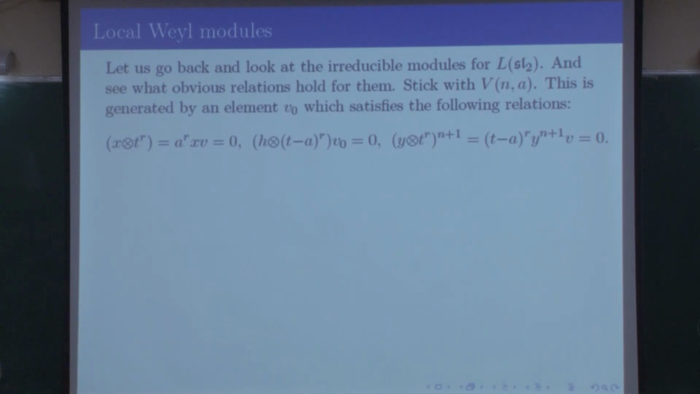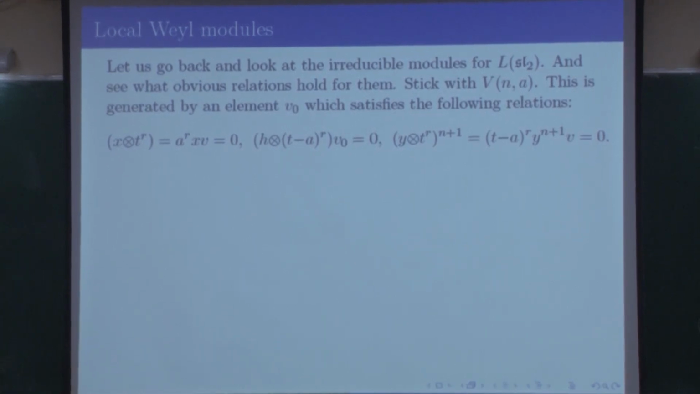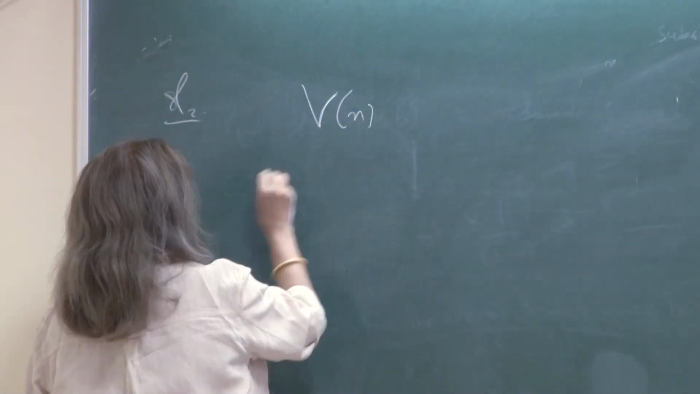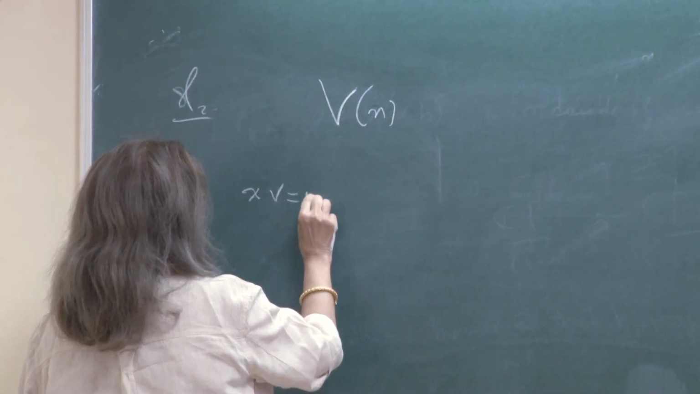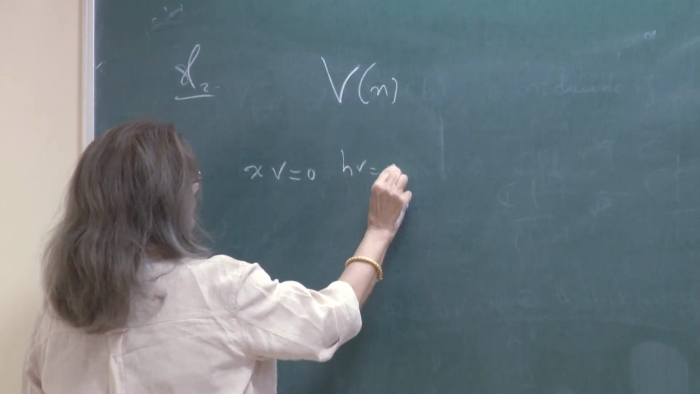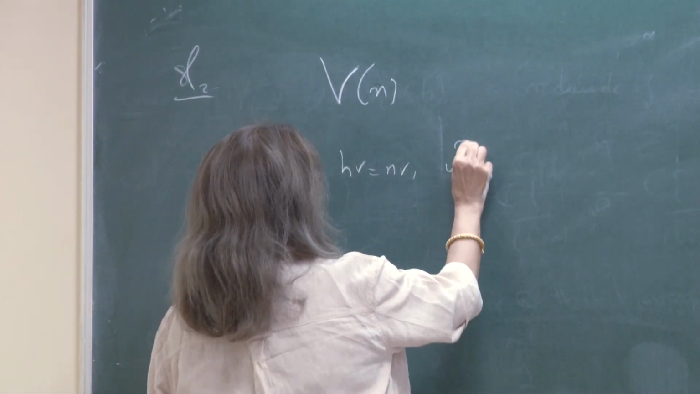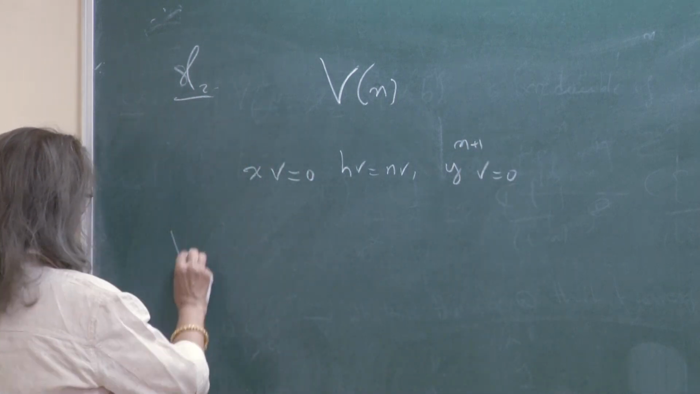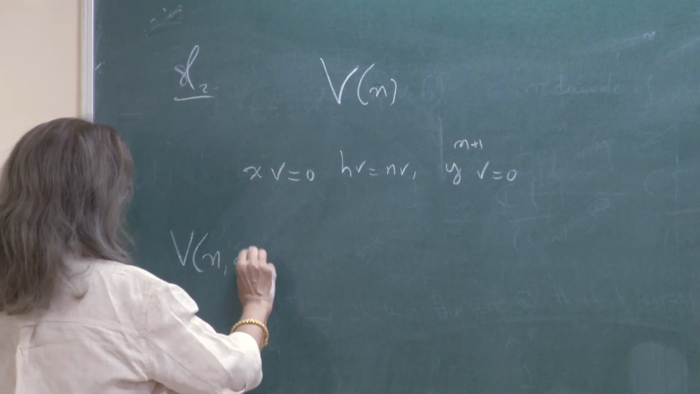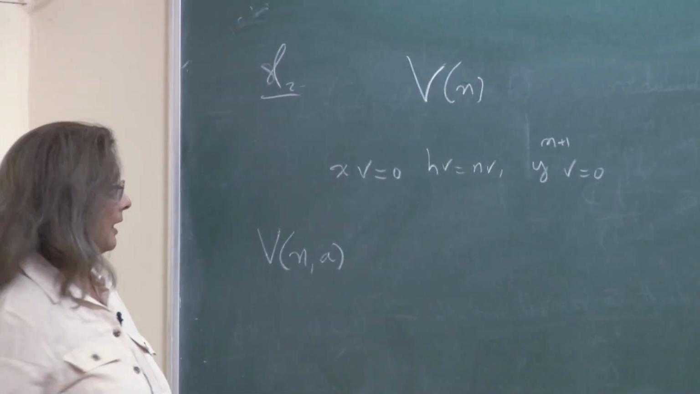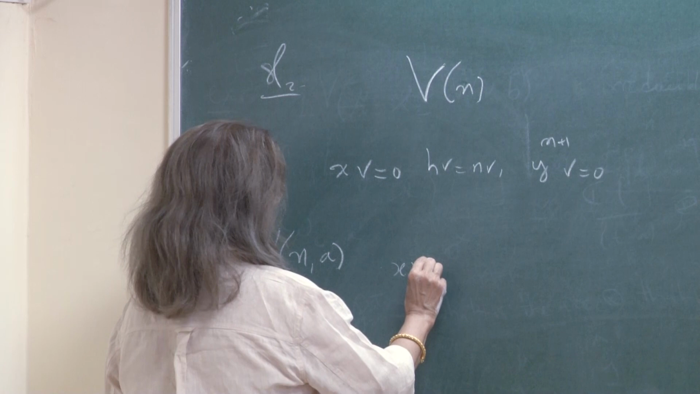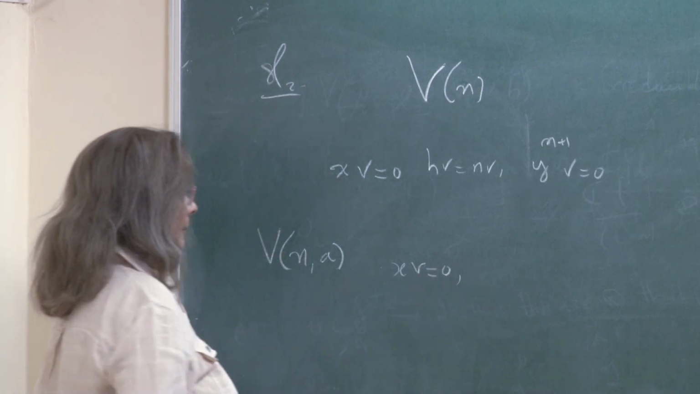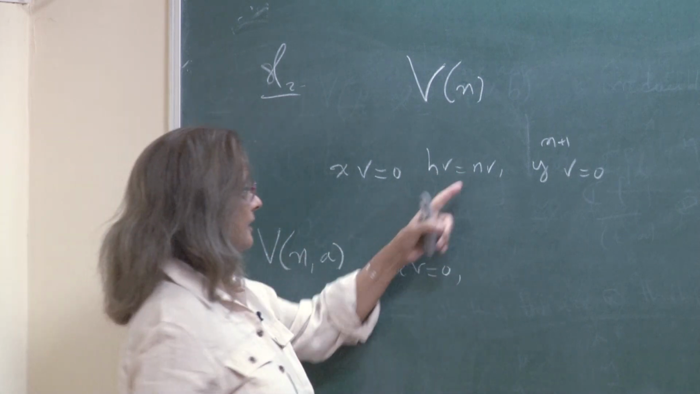So if you look at Vn, so again I'm just doing SL2, but it's not important. If you're doing Vn, then we know that you have the relations xv equal to 0, hv equal to nv, and y to the n plus 1 v equal to 0. And now what have I done? I've just given myself an extra parameter, Vna, right? And when I look at it, I still have xv equal to 0, okay? But now I have something slightly different here.